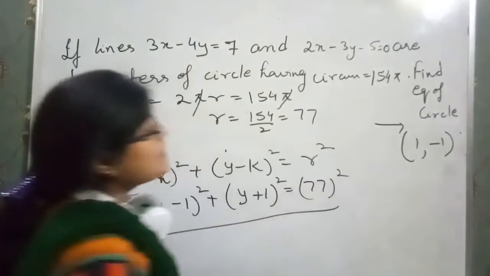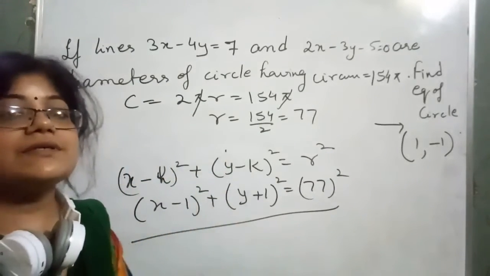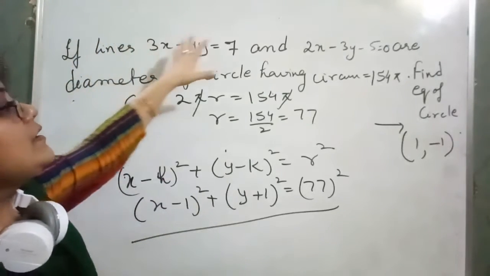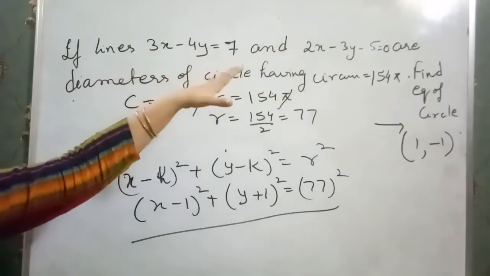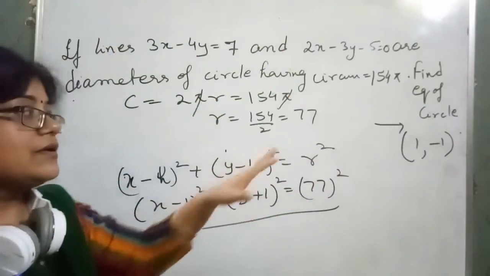So either the circumference is given, or the area is given, or a point on the circle is given. Firstly find the center of the circle by equating the two equations, and then find the radius of the circle.